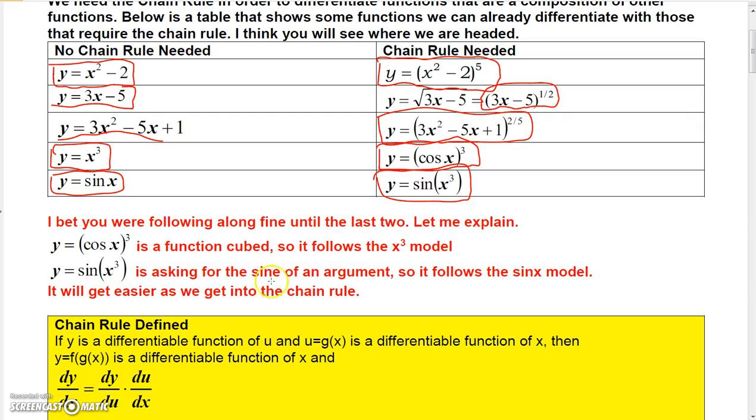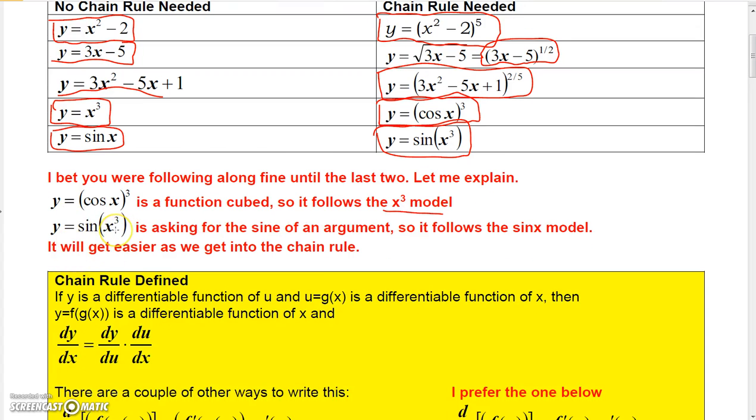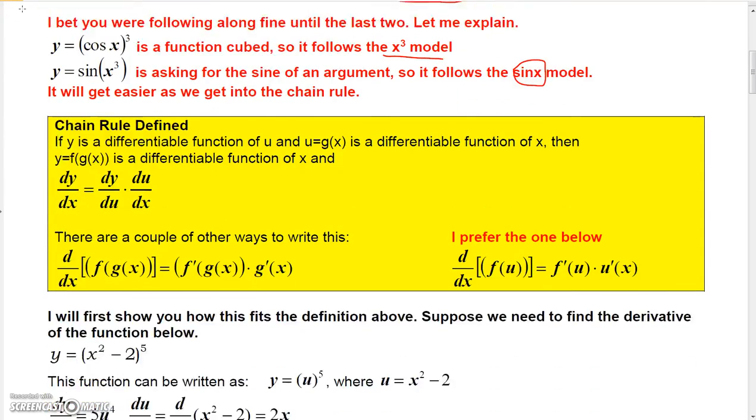So the last two, y equals cosine x, is where you have a function cubed. So it follows the x cubed model. But y equals sine of x cubed is asking for the sine of an argument that's cubed. So it's going to follow the sine of x model. Actually, it'll be sine of u model. So it'll be easier once we get into the chain rule.